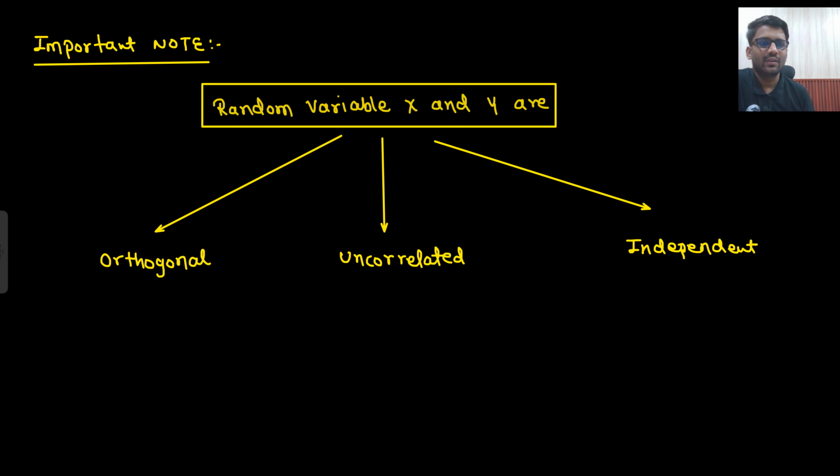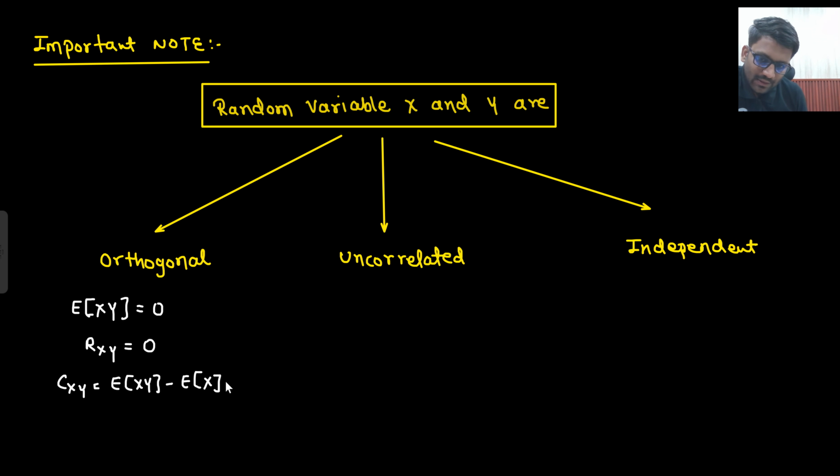So there is an important note. In the statement, what could be written? That random variable x and y are orthogonal. So if your random variable x and y are orthogonal, what is the meaning of that? That your E of xy would be equals to 0. Orthogonal random variable means your correlation will be equals to 0. So what about your covariance? Covariance is given by E of xy minus E of x E of y. Now E of xy is equals to 0, so your covariance would be coming out to be minus mu x mu y. So first could be mentioned.